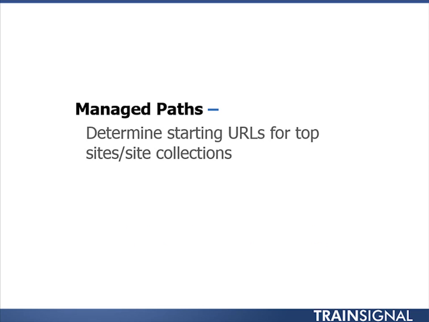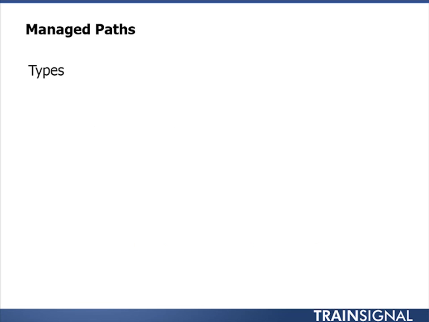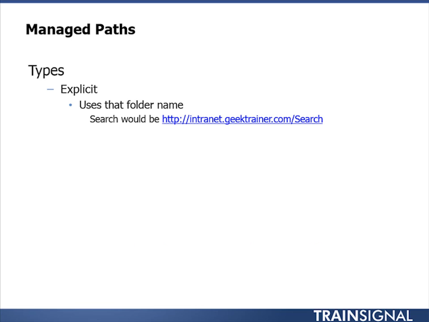But when I go to create a site collection, remember that there's no hierarchy with site collections. We need somewhere that we can place them into. We need a starting point. And that's what our managed paths do for us: they give us starting points for the addresses for our site collections. We have two available types of managed paths: explicit and wildcard.